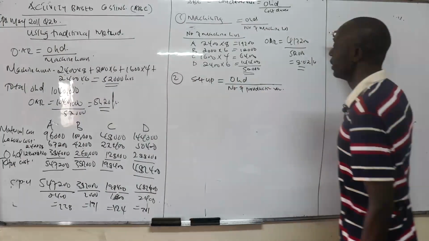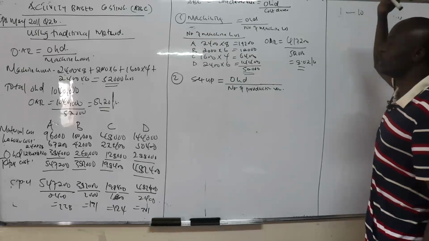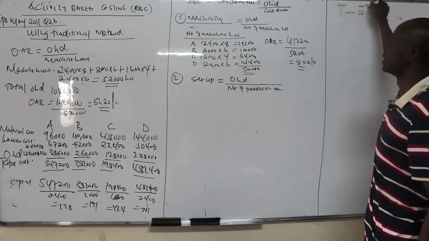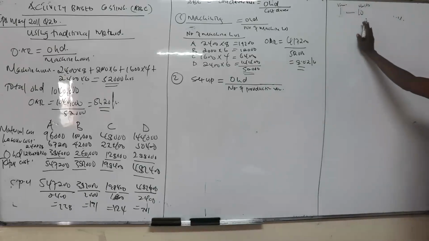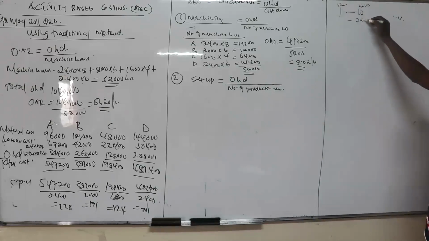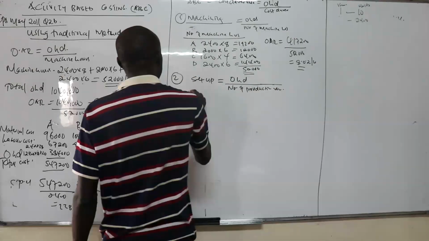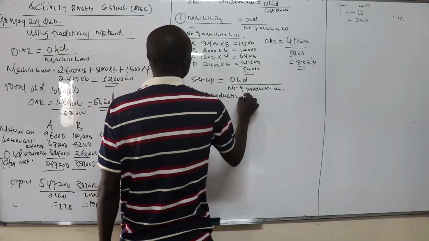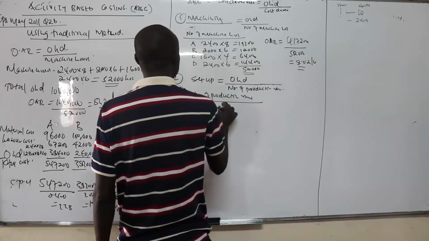So you're being told one production run is equivalent to 10 units. What about if you produce 2,400 units? How many runs are those? Here we determine the number of production runs. Product A, they produce 2,400 units.